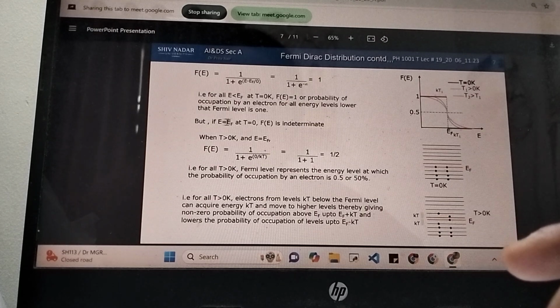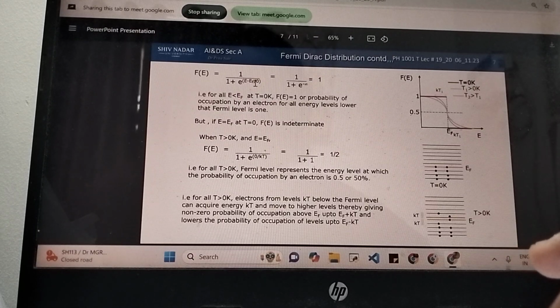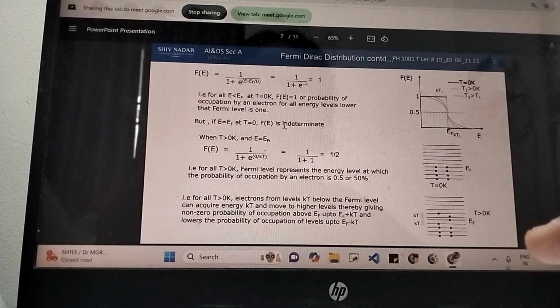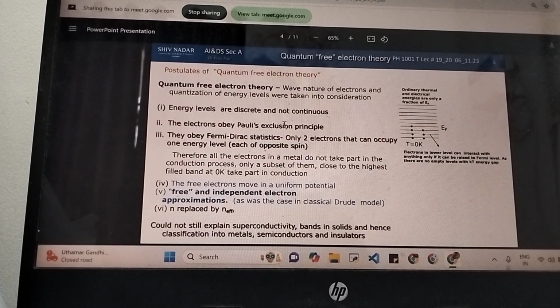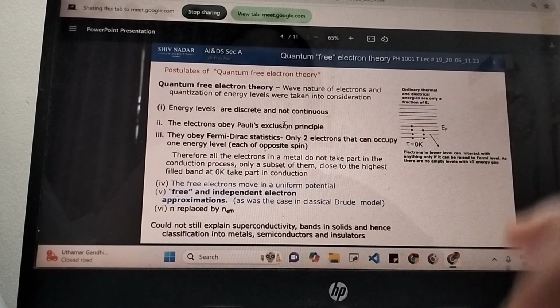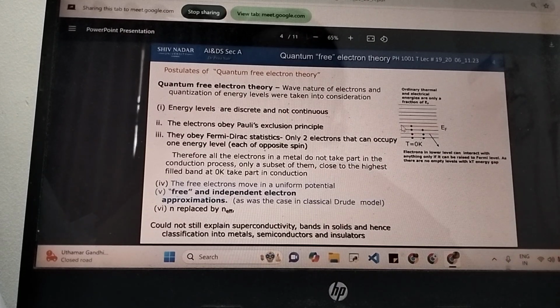And E equals EF, if you substitute that here, it becomes EF minus EF by 0, which is 0 by 0, which is indeterminate. So at 0 Kelvin, what exactly is this Fermi level? Fermi level is one of the energy levels, one of the multiple levels you have, such that at 0 Kelvin, it is not possible for any of the energy levels higher than it to be occupied at all. Probability of occupation is 0.